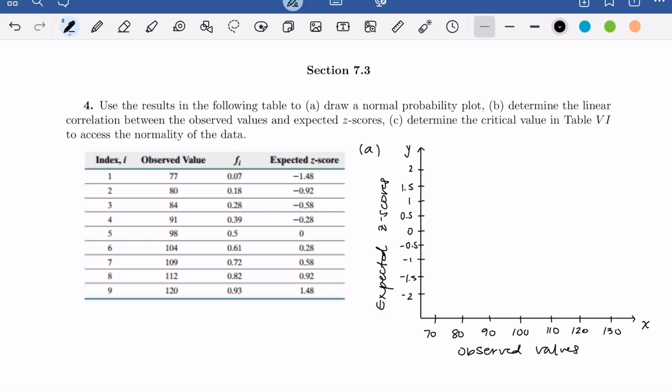All right, so from here, we're just going to plot these guys. So for example, for our first point, our observed value is 77. So we're going to be right around here on our vertical axis. And then in the horizontal direction here, our expected z-score is going to be -1.48. So approximately -1.5, just below it. So our first point is going to be somewhere around here.